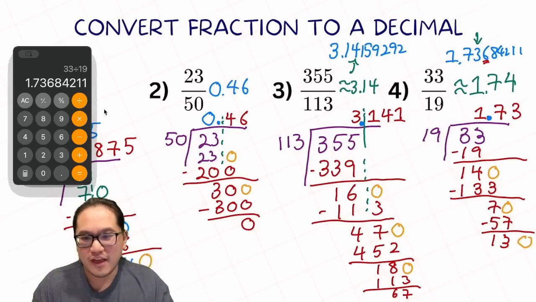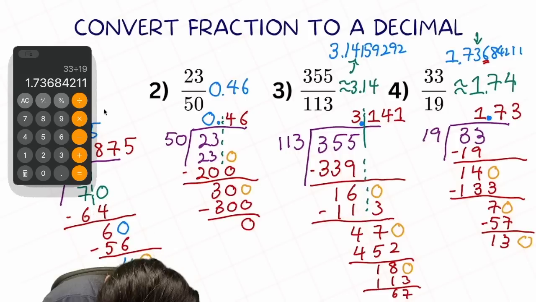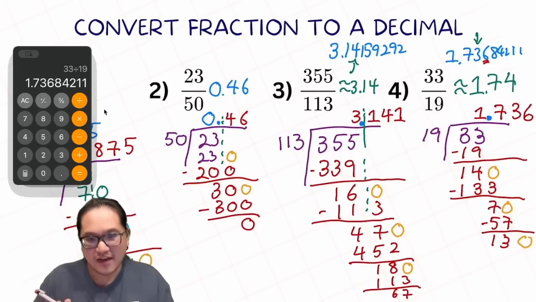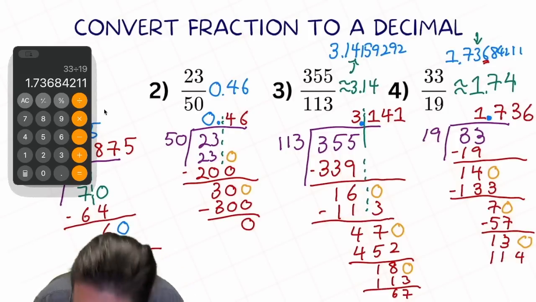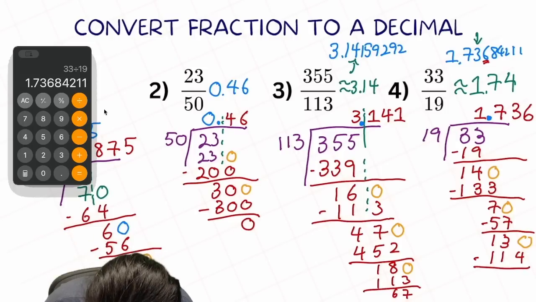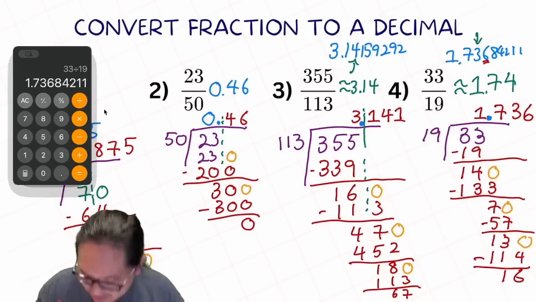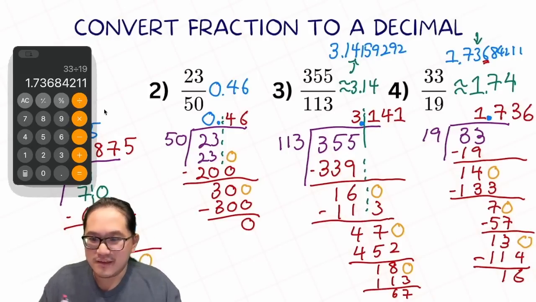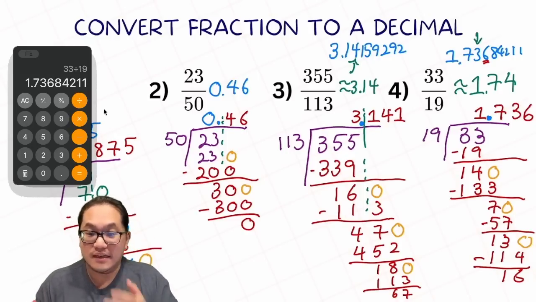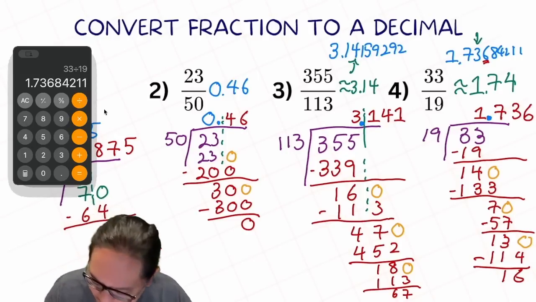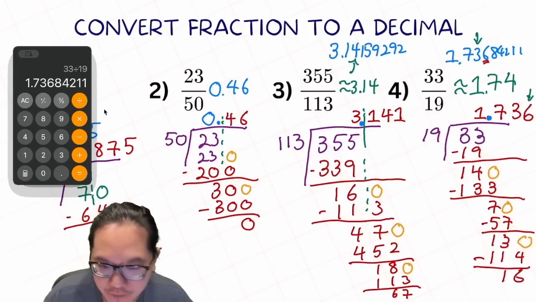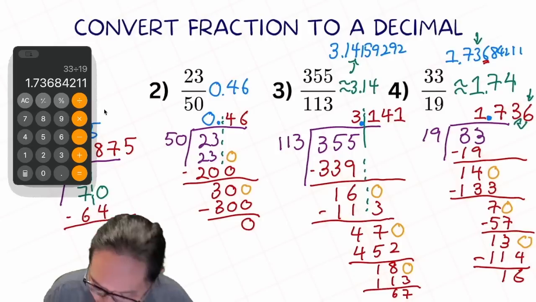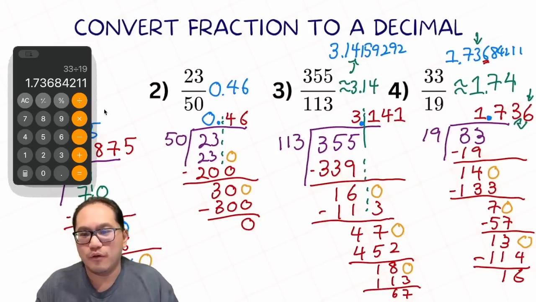So 130 divided by 19, we can say it can divide it by 6, right? Because when we divide it by 6, it's equal to 114, okay? So 130 minus 114 is equal to 16. And we still have some left. But since our answer requested is rounded to the 100, we can stop right here. We can see the 1000 unit right here, and it's bigger than 4. We can round up, so we will get our answer to 1.74.